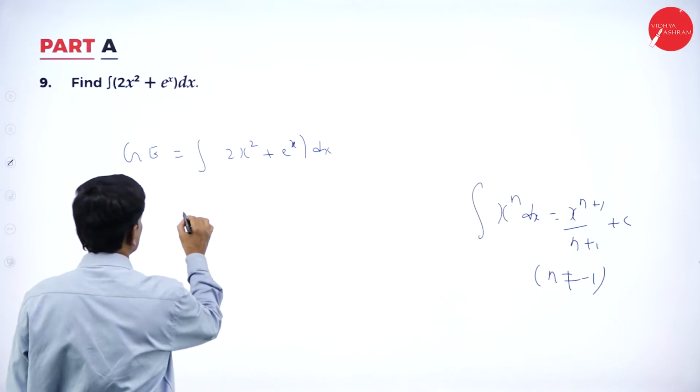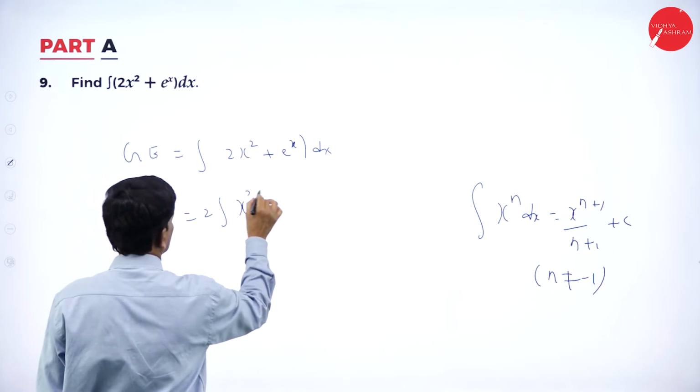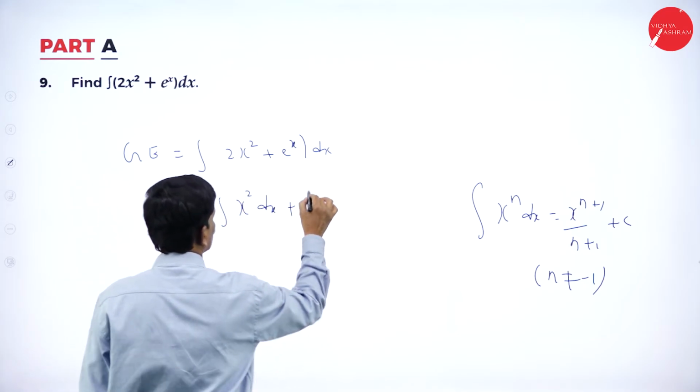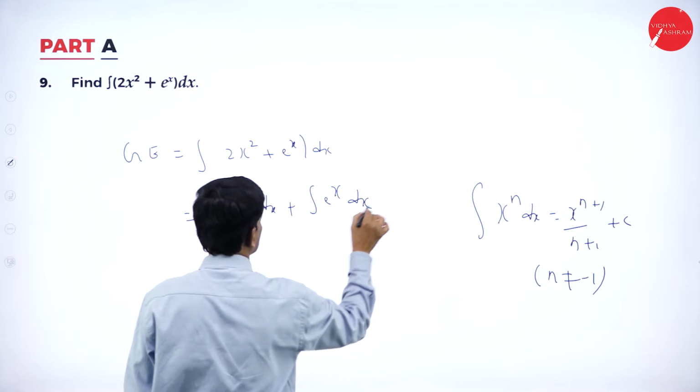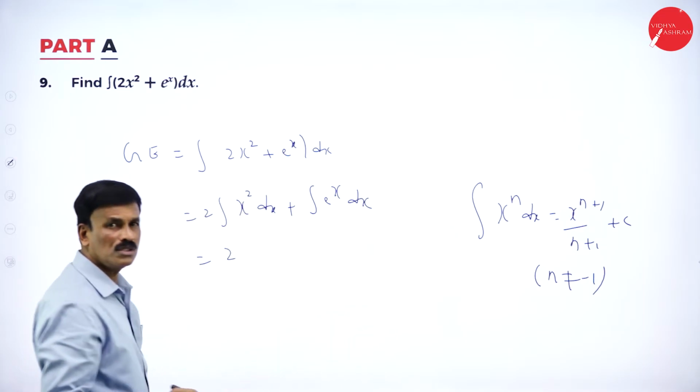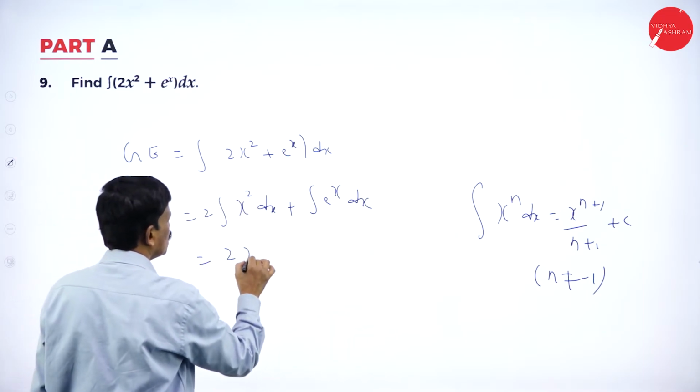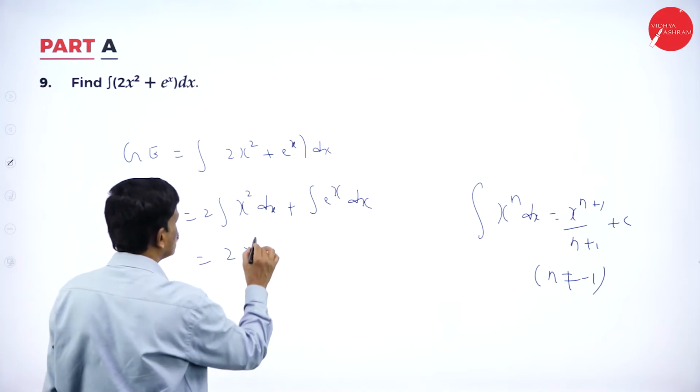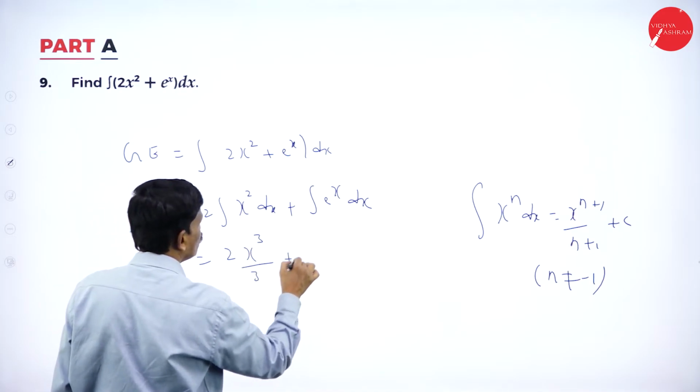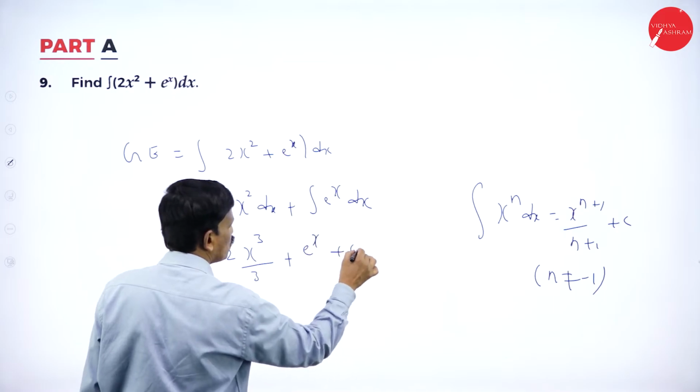Now term by term integration: 2 into the integral of x square dx plus the integration of e to the power of x dx. So this is 2 into, what is n here? n is equal to 2. Integral of x to the power of 2 is x to the power of 2 plus 1, which is 3, divided by 3, plus the integral of e power x, which is e power x, plus c.